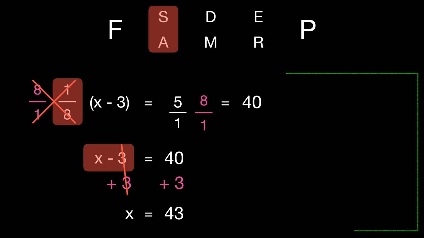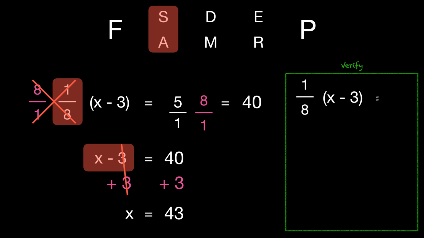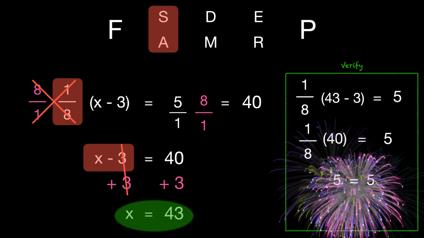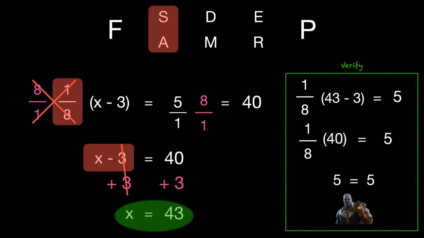Let's go ahead and verify. We have 1/8 times x minus 3 equals 5. Let's plug in x, which is 43. So we have 43 minus 3 times 1/8, and that should equal 5. 43 minus 3 is 40, times 1/8. If you do the math on that, 40 times 1 is 40, so we're going to have 40 divided by 8. 40 divided by 8 is 5. So we have 5 equals 5. Perfectly balanced. Let's try one more.